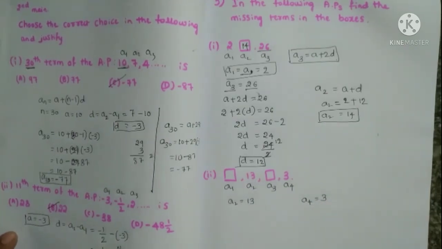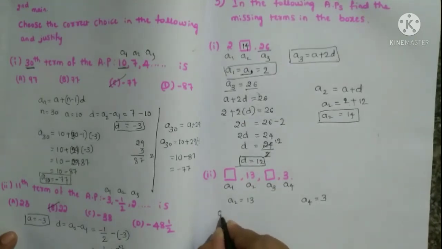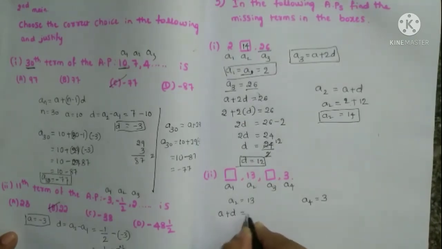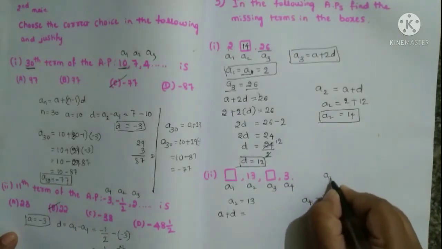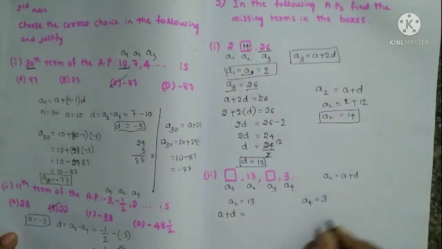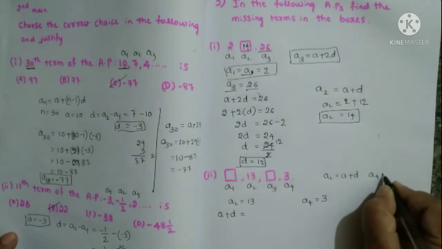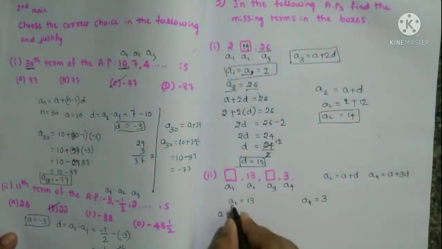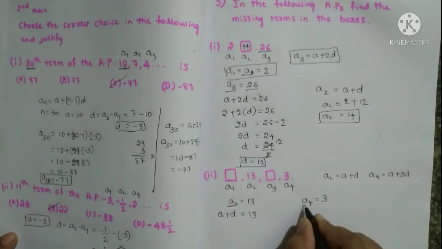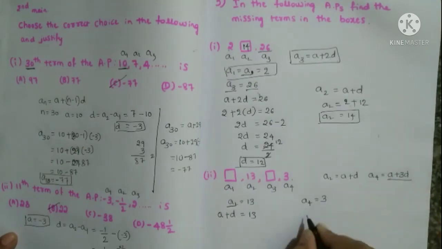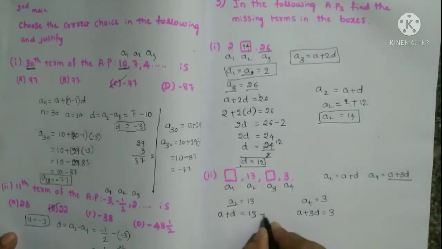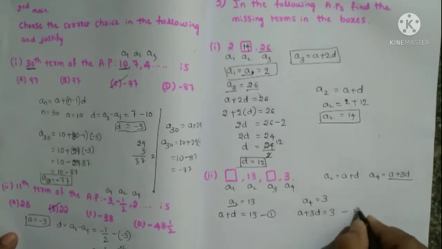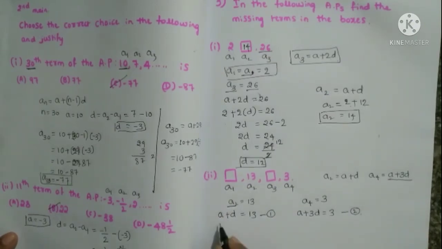So a2 formula I'll write. What is a2 formula? Can you say? a plus d. Correct, no? a2 formula is a plus d, and a4 formula is a plus 3d. So in place of a2 I have written a plus d equal to 13, as it is I am writing. Then a4. In place of a4 I will write a plus 3d equal to 3. See, this you take as equation 1, this you take as equation 2. We will solve the equations now.